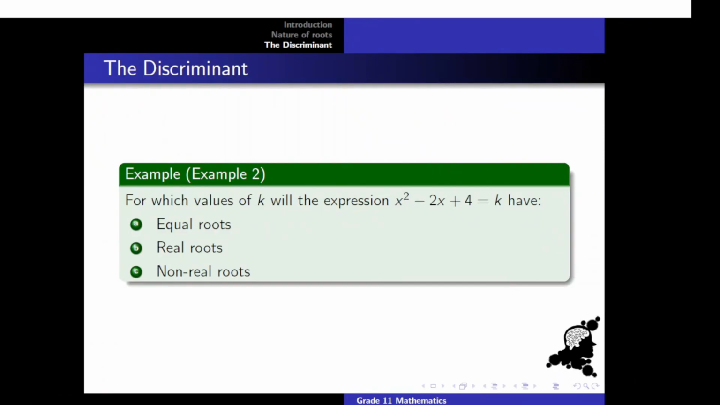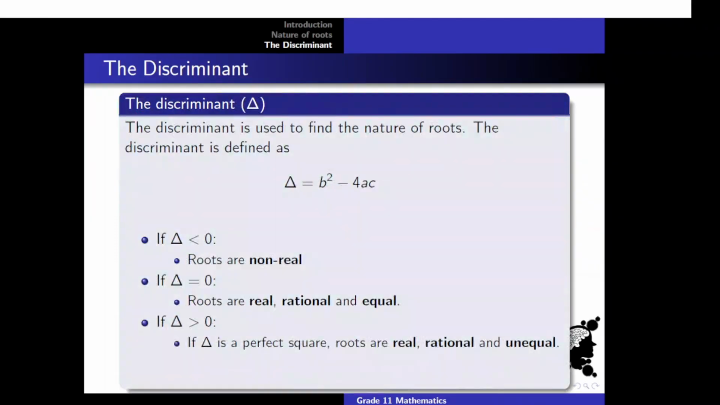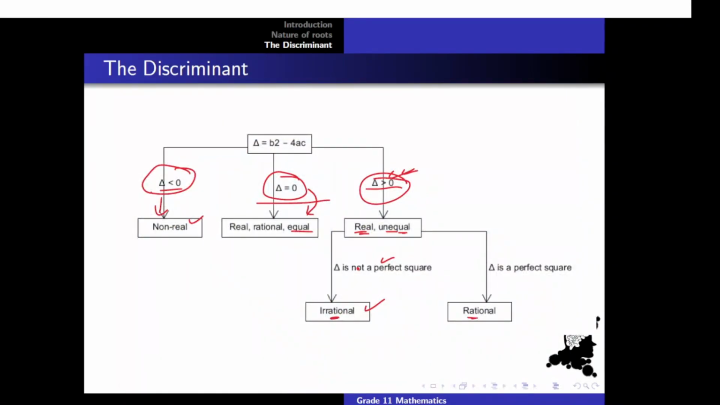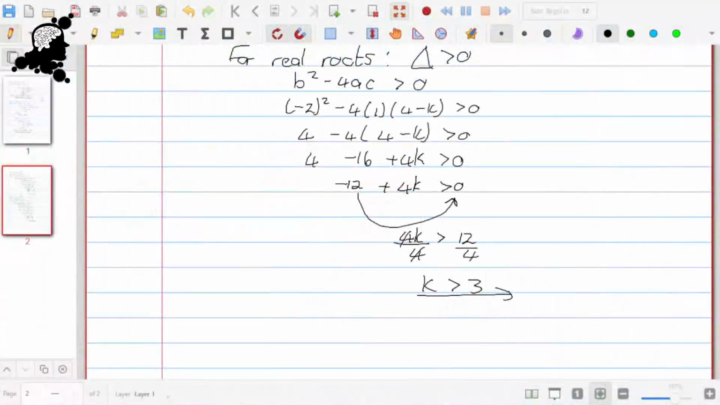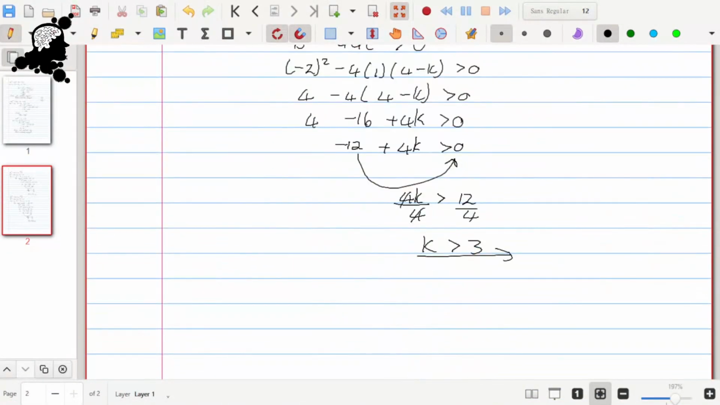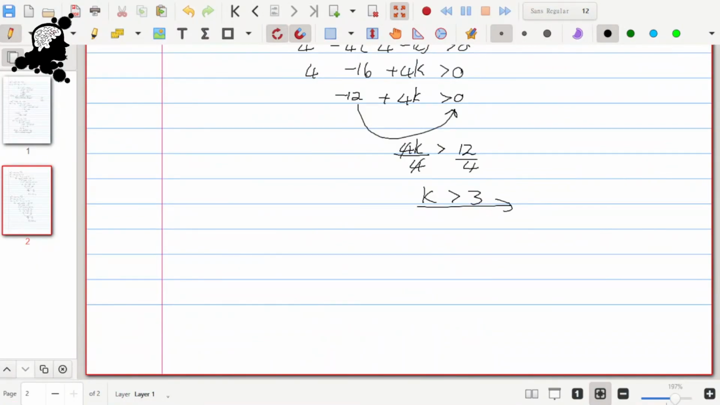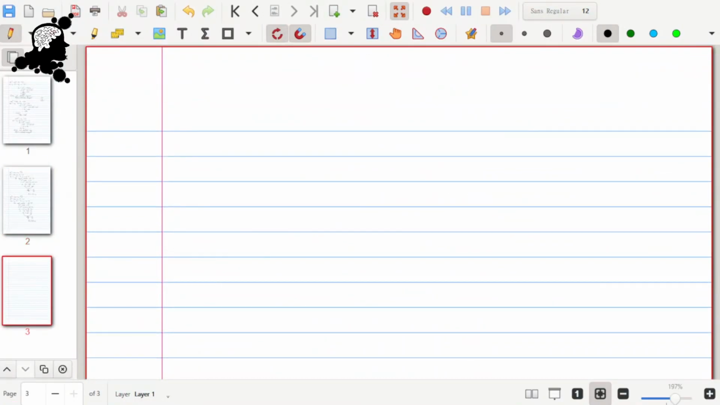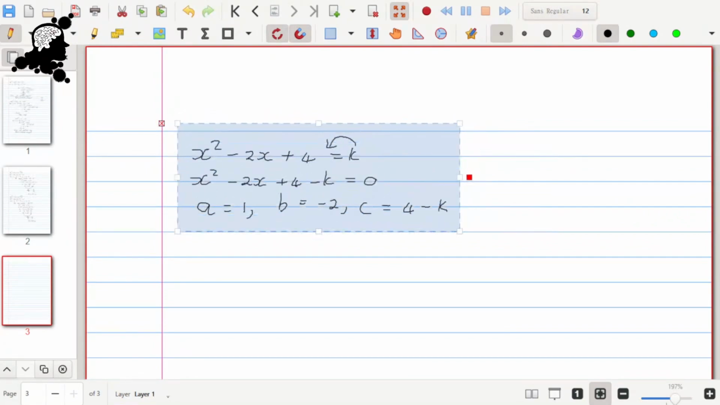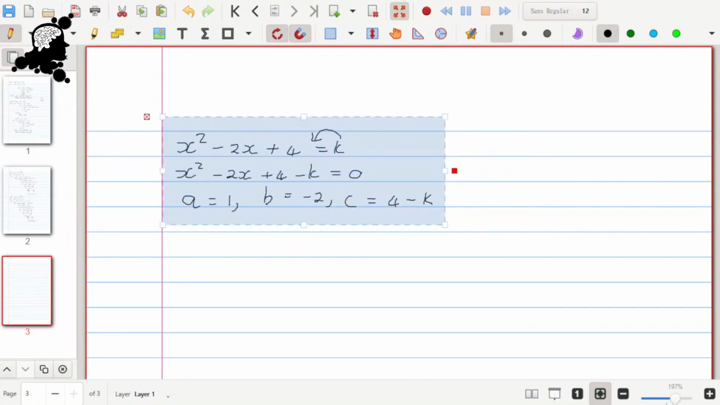Now we're looking at non-real roots. So, for non-real roots, let's quickly go to our diagram. For non-real roots, we said the delta must be a negative number. So, let's go to our writing pad and look at this question again. Now, once again, let me open a new sheet of paper and I'm going to paste the working that we have there. Right, we said for non-real roots, let's just write it here.